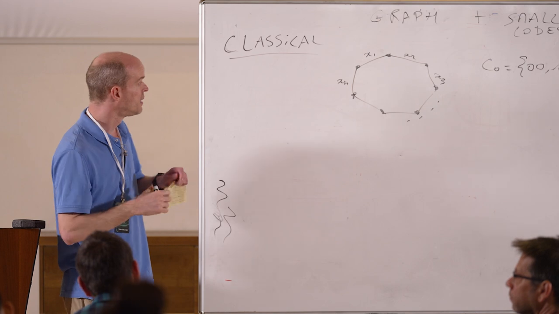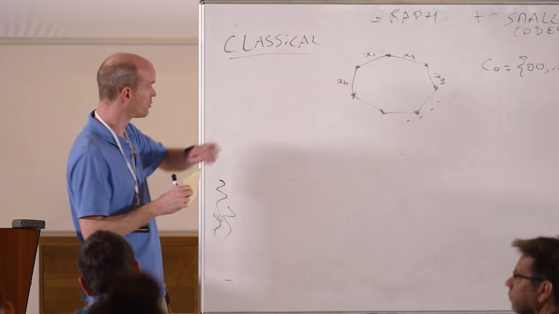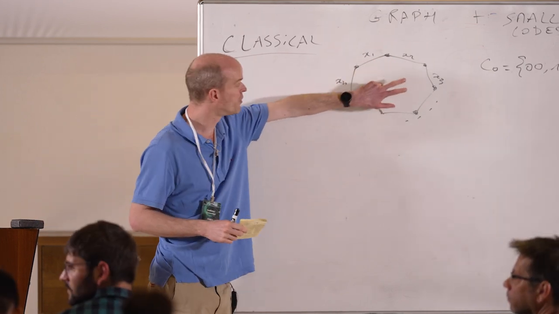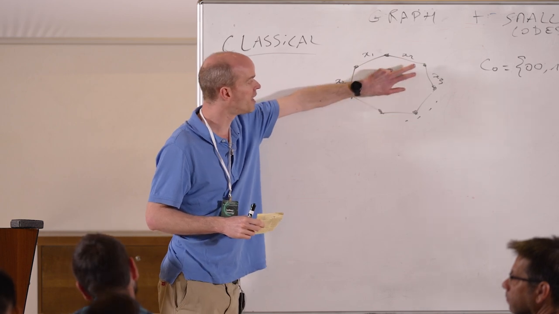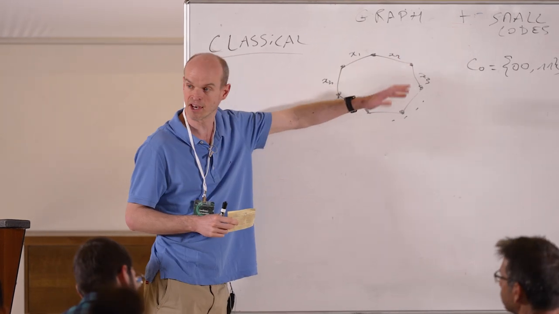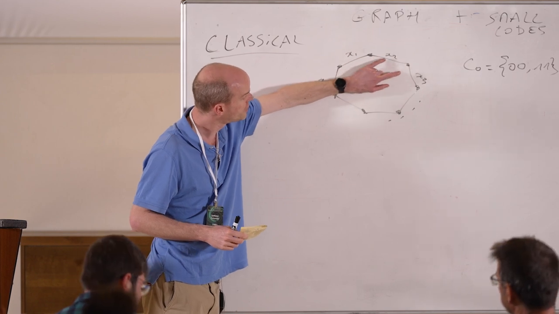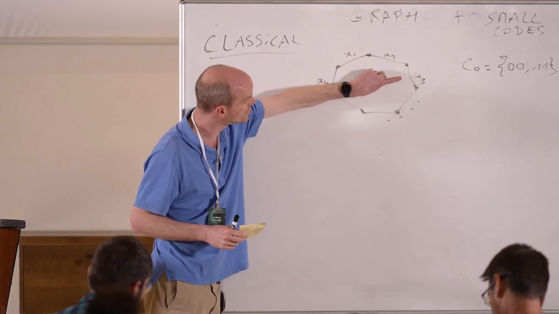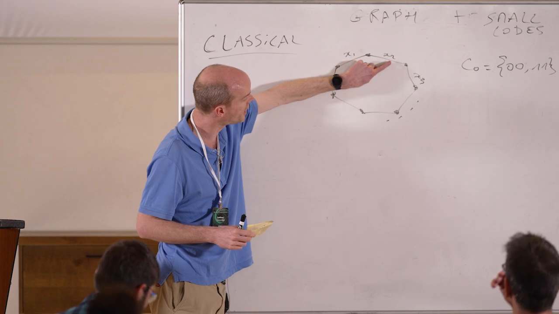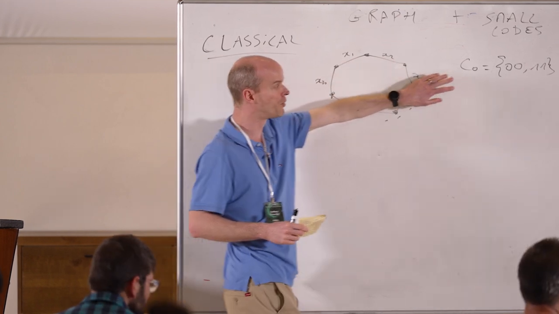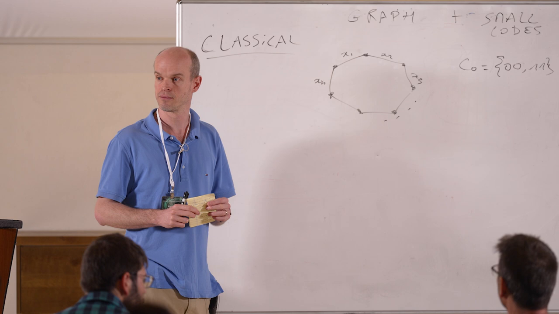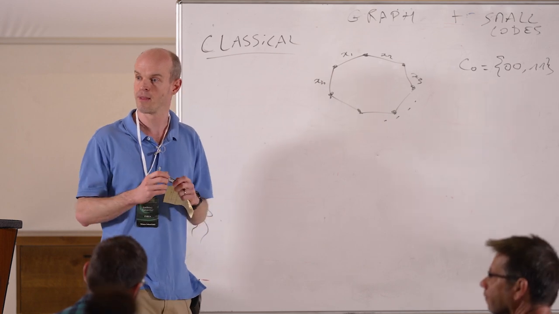It is an example of the Tanner code construction. You have a graph, you have your bits on the edges, and on every vertex you have some constraints. The constraints are that if you look at the sub-vector x2, x3, it should belong to this code.